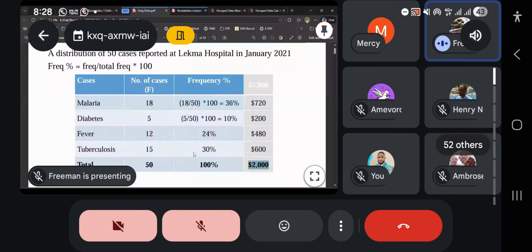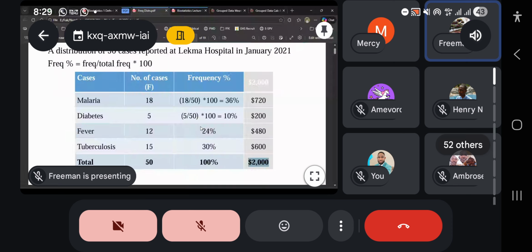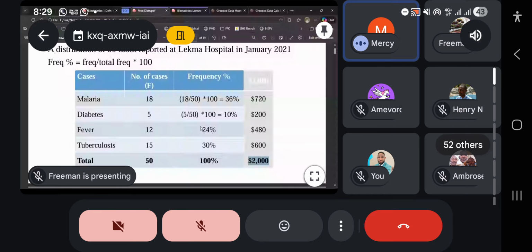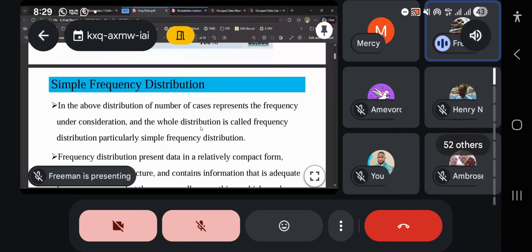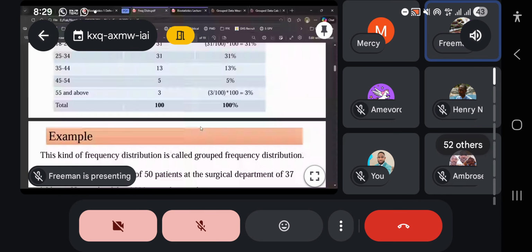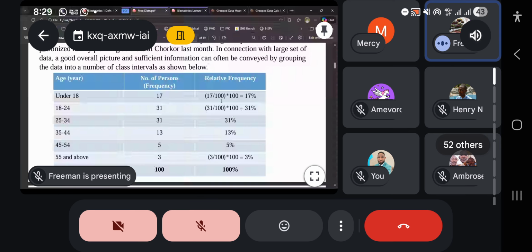Any question about this? Any questions? Okay, I'm moving on. The same example is done here, relative frequency. So it helps a lot.